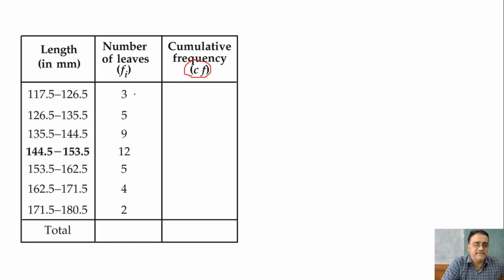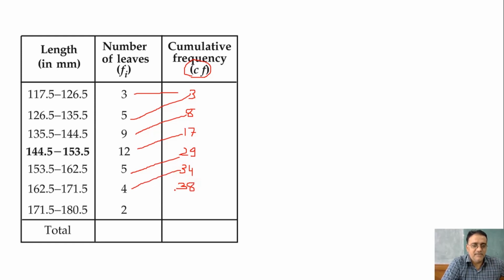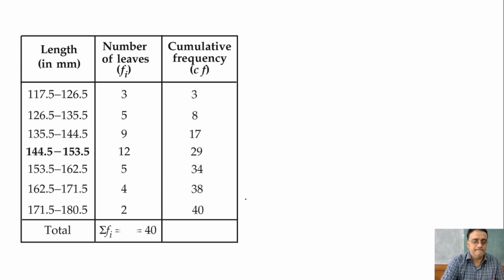What is the first CF? 3. Okay, second CF? 8. Third? 17. Fourth? 29. Okay. And fifth? 34. Next? 38. Okay. And the last one? 40. Okay. So total frequency is 40. So what is 40 by 2?